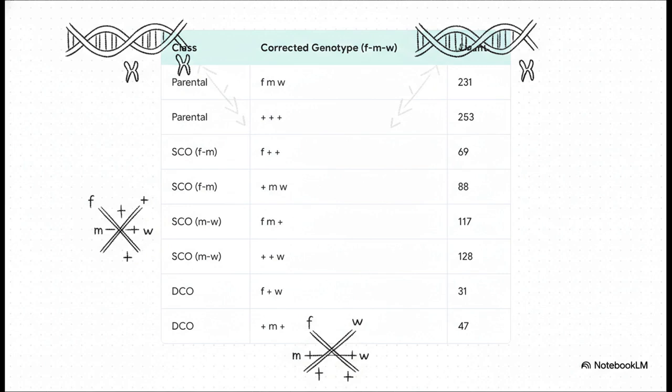And look, notice how the single crossovers now make perfect sense. A crossover that happens just between F and M results in F plus plus and plus MW. A crossover just between M and W gives us FM plus and plus plus W. And of course, our confirmed double crossovers, F plus W and plus M plus, are right there where they belong at the bottom. Everything just clicks into its logical place.